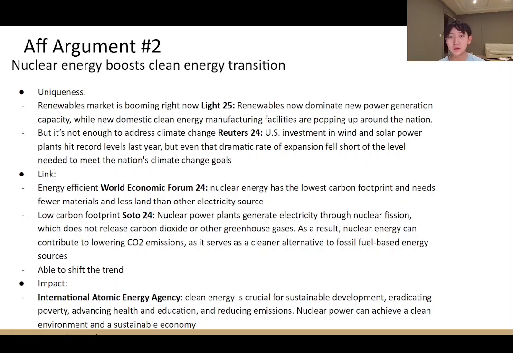So, again, similar to the first argument, this impact can be very flexible. You can change it, as I wrote it here, you can either change it to averting climate change or having a better economy, right? You can use either one, but the main idea for this argument is that renewables are good, right? They're doing good right now. But they're not enough to address climate change. However, nuclear energy is better because it's both energy efficient and it also has a lower carbon footprint, which means that we solve for everything and we have a really good transition, right? That's essentially the gist of it.